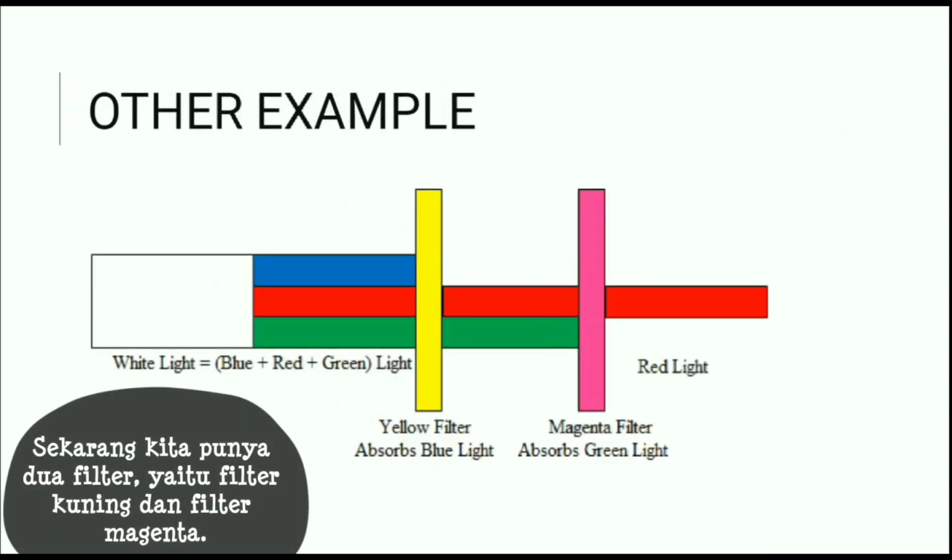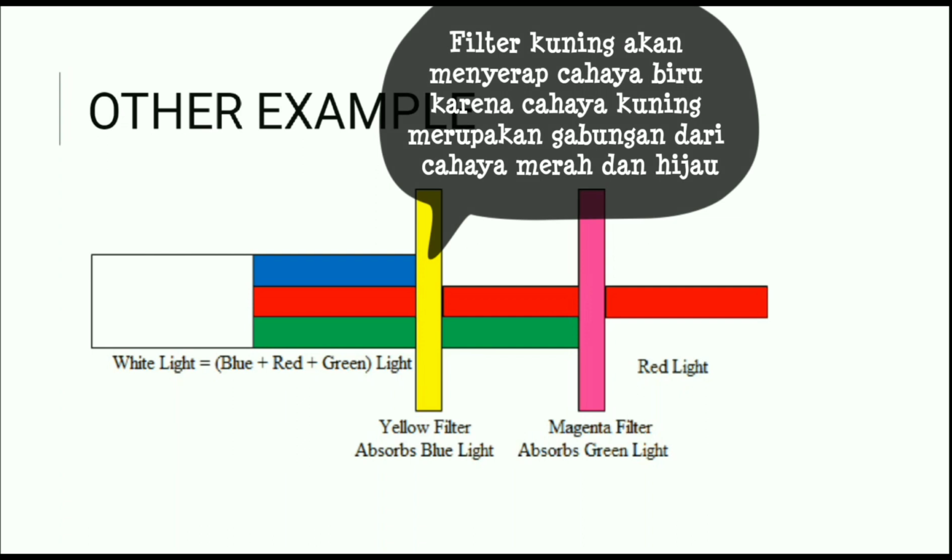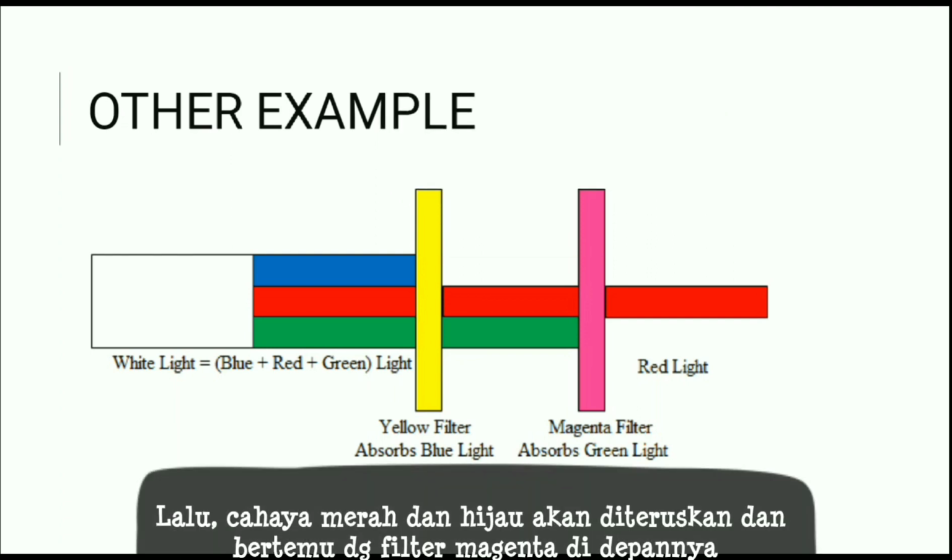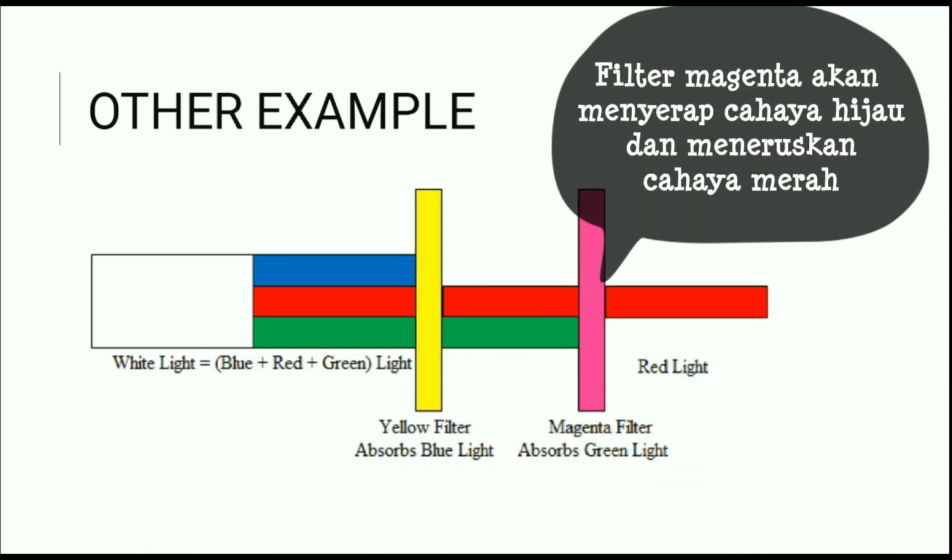Right, so now we have two filters. We have a yellow filter and also a magenta filter. The yellow filter will absorb blue light because yellow consists of red and also green. Then red and green will be transmitted, and they have a magenta filter in front. So the magenta filter will absorb the green light and only transmit the red light.